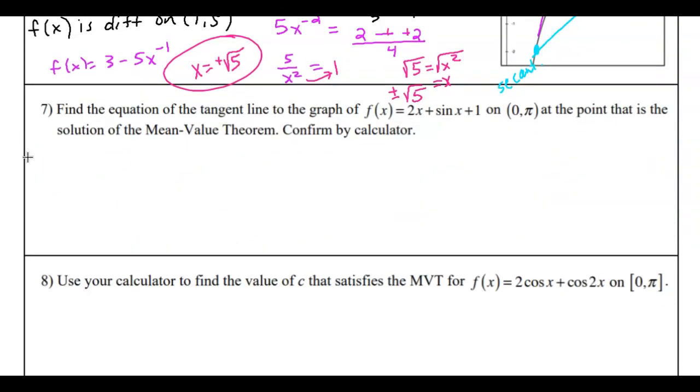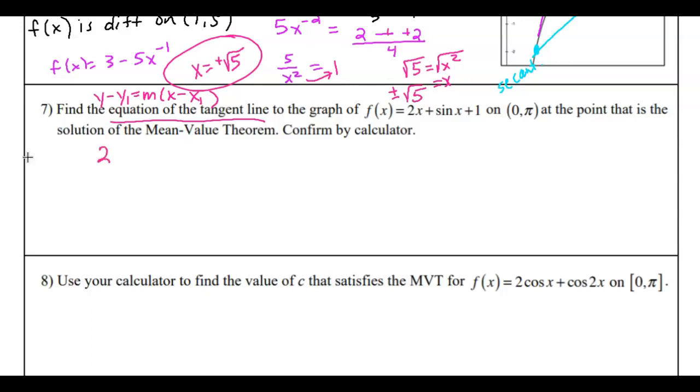Find the equation of the tangent line. So remember that's y minus y1 equals m times x minus x1 to our graph at the point that is the solution of the mean value theorem. So I'm going to need to do the mean value theorem. Because we're just finding something, we should check though, because it might fail. Well, we can plug in any number we want, so it's continuous. When I do the derivative, it's just 2 plus cosine. That's all continuous too.